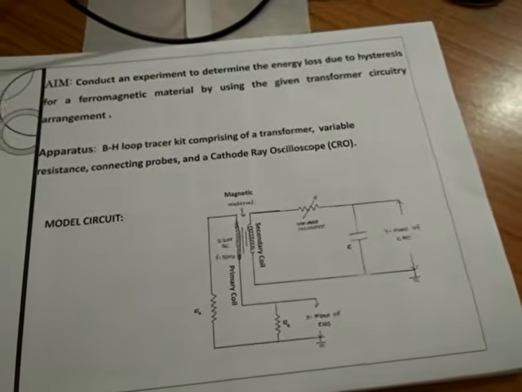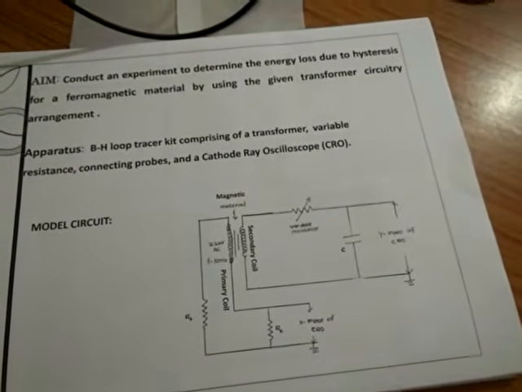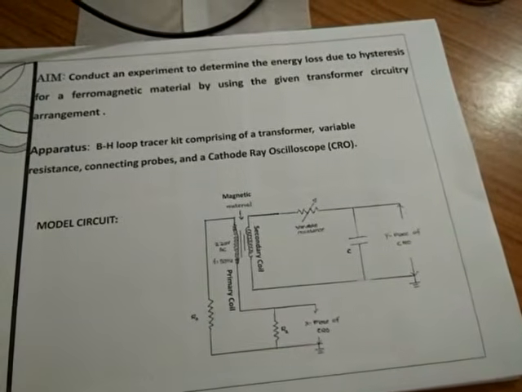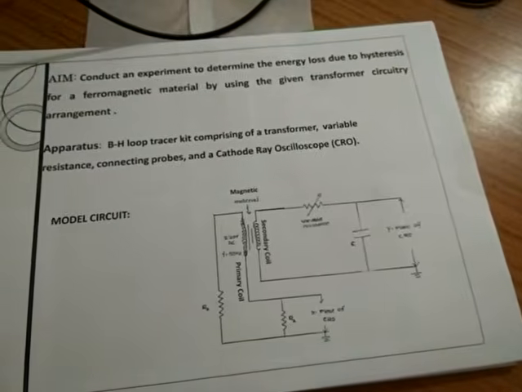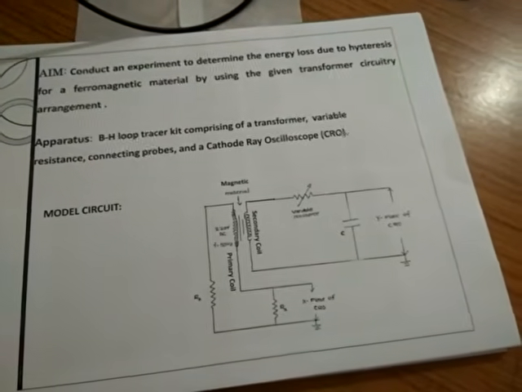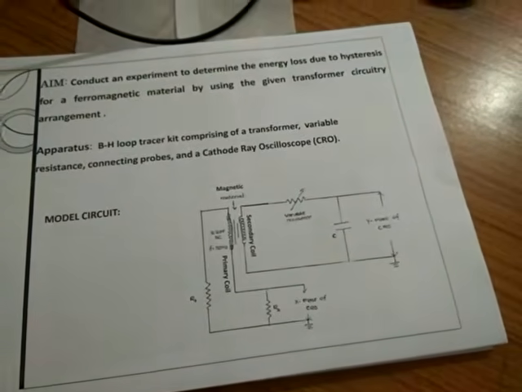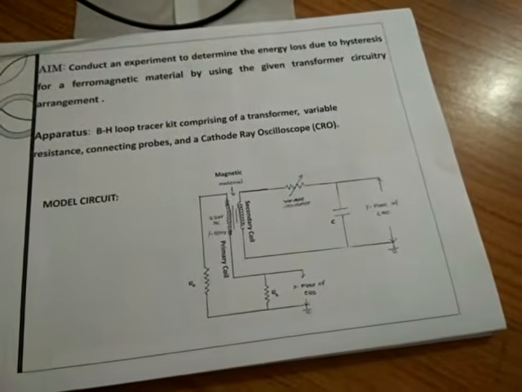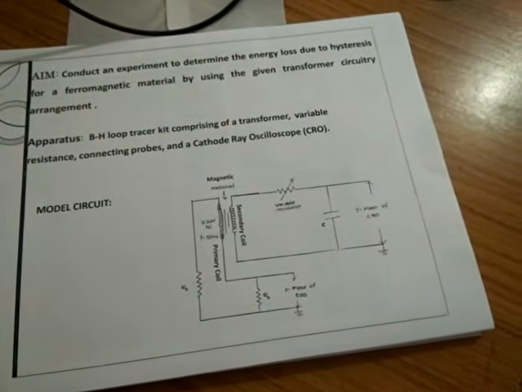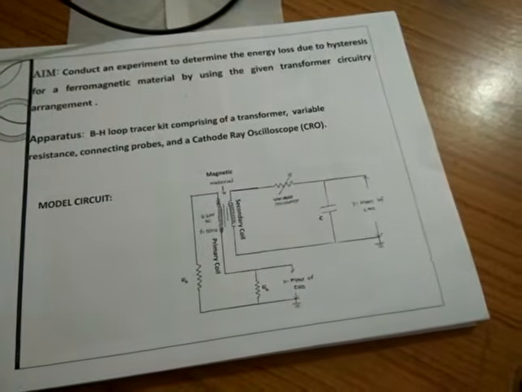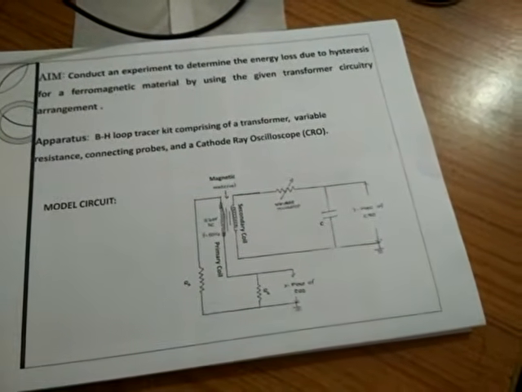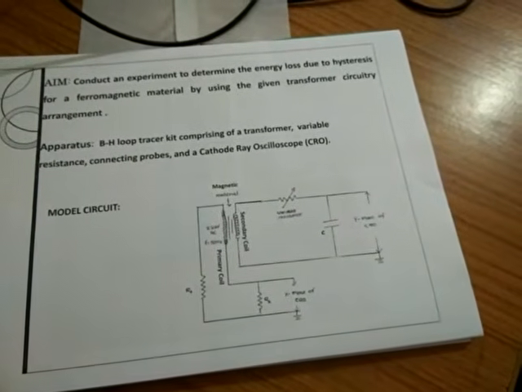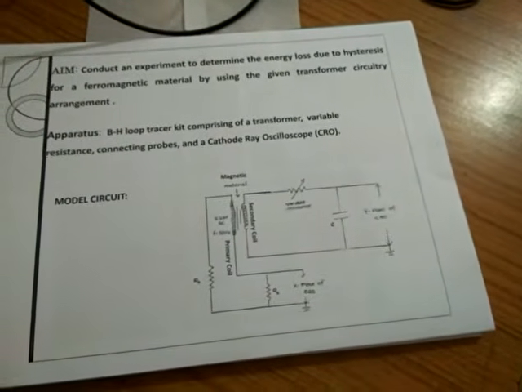BH curve. The aim: conduct an experiment to determine the energy loss due to hysteresis for a ferromagnetic material by using the given transformer circuitry arrangement. The apparatus required for the experiment are a BH loop trace circuit comprising a transformer, variable resistance, connecting probes, and a cathode ray oscilloscope, that is CRO.